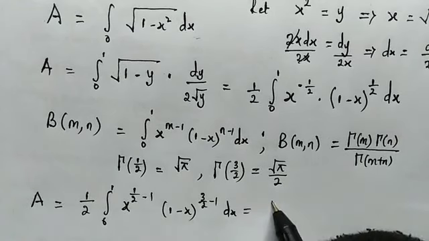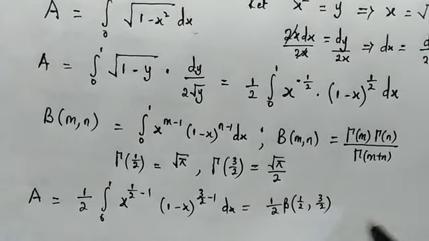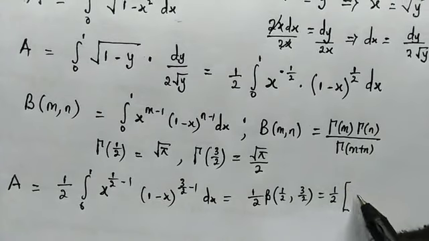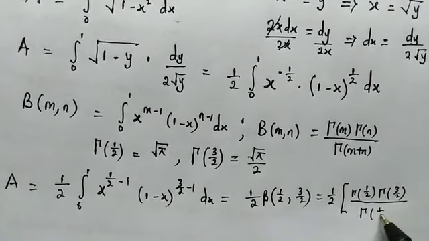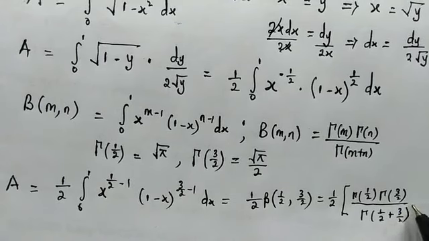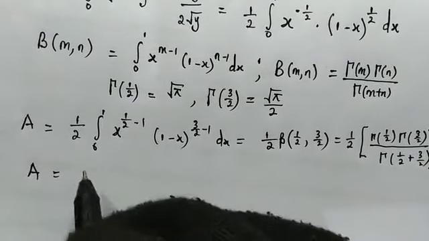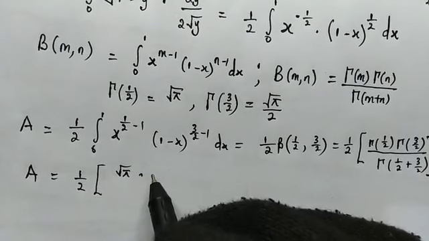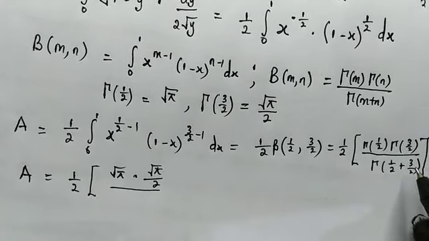So from here, this is equal to 1 over 2 times the beta of 1 over 2, comma, 3 over 2. So which is equal to 1 over 2, then multiply by gamma of 1 over 2, multiply by the gamma of 3 over 2, divided by the gamma of 1 over 2 plus 3 over 2. Right? So let's go ahead and simplify. So we have a is equal to 1 over 2. So gamma of 1 over 2 is square root of pi, multiplied by gamma of 3 over 2, which is square root of pi over 2. Then divided by, 1 over 2 plus 3 over 2 is 2.